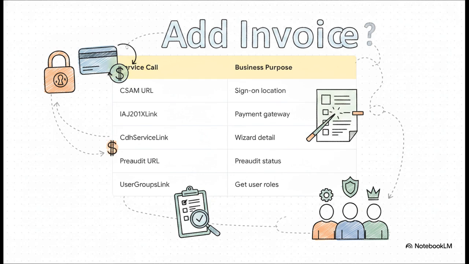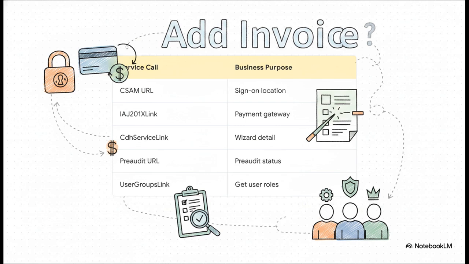That just acts as the sign-on location fetcher. Then there's the IAJ 2001X link, which is absolutely critical because it connects to the payment gateway service for credit card authorizations. Without that, nobody's paying for anything. We also have the CDH service link, which pulls specific wizard details against a charged card account.